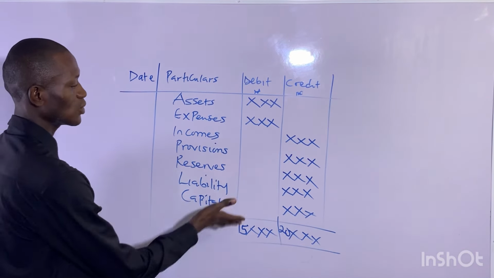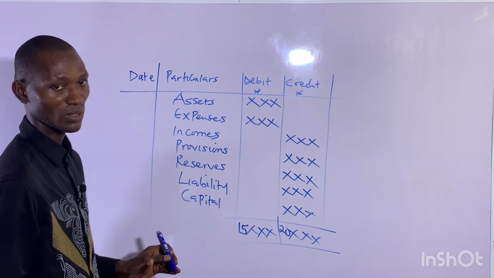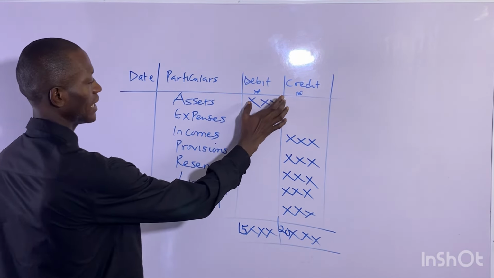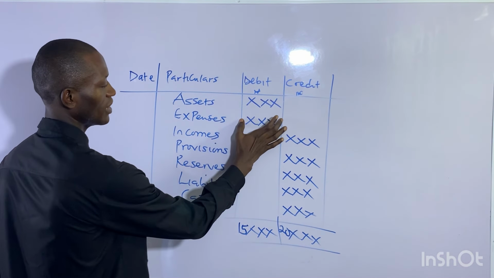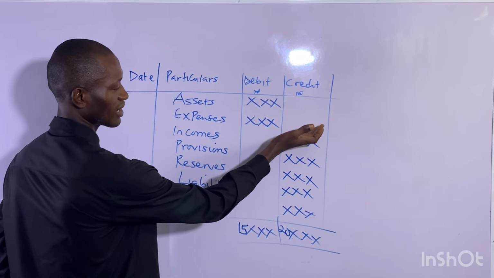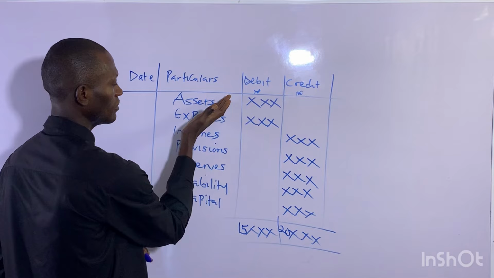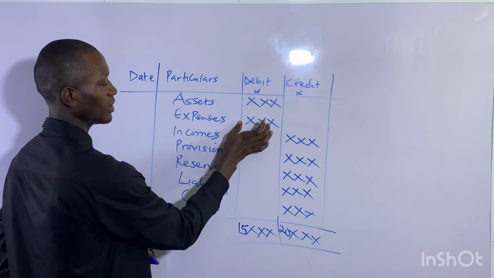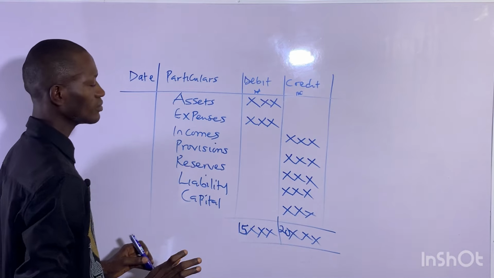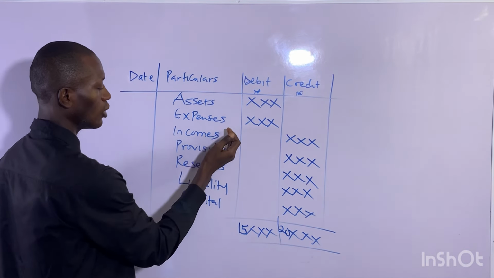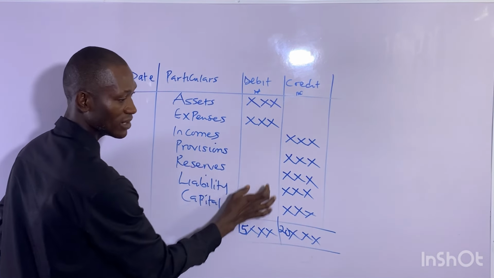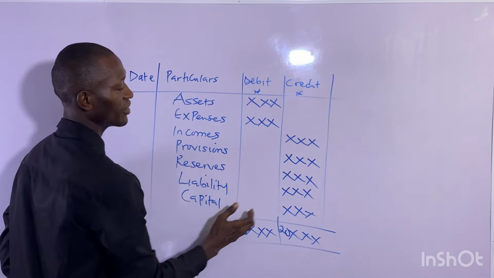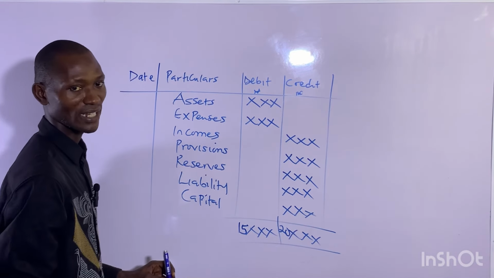So this is what we have with respect to the golden rule of trial balance. All assets are debited, expenses debited. So you never find an expenses account on the credit side. You will never find an asset account on the credit side. You will always find assets and expenses on the debit side. Then you will never find all these 5 on the debit side. No, you will always find them on the credit side.